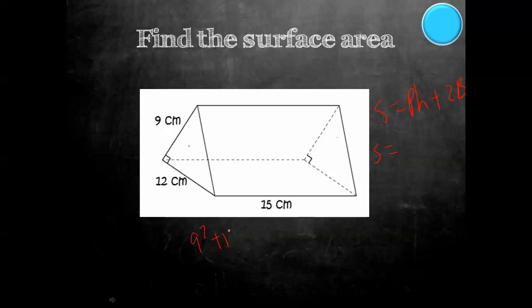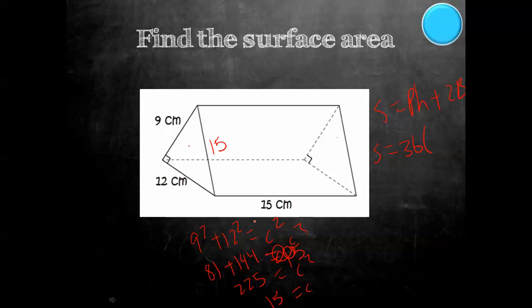So we can use the Pythagorean theorem. We're going to say 9 squared plus 12 squared equals c squared. So we have 81 plus 144, which is 225. So we're going to take the square root of that and get 15. So c equals 15. Now we're going to add up the base. 15 plus 9 plus 12 is going to give us 36.